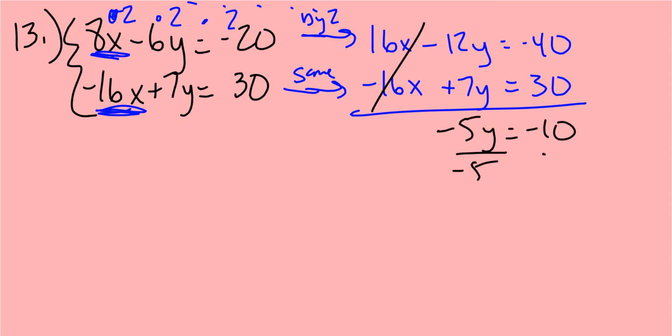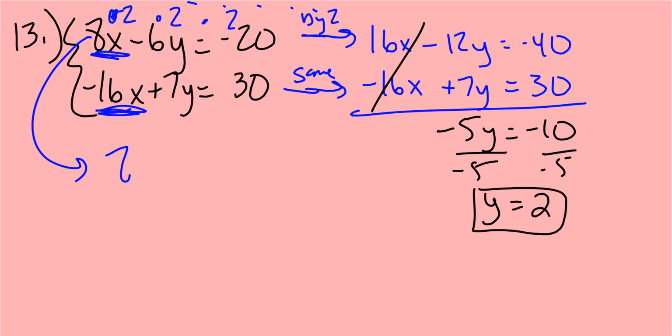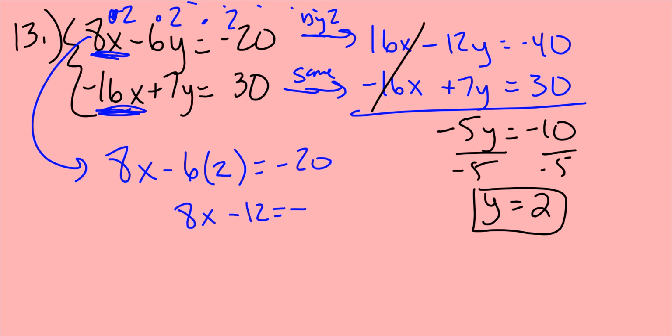I divide both sides by negative 5. I get y equals positive 2. I'm going to take that positive 2 and plug it into the original problem, and it doesn't matter which one. I'll pick the top. 8x minus, instead of y, I'm going to put 2, so it's 6 times 2 equals negative 20. I'm going to get 8x minus 12 equals negative 20.